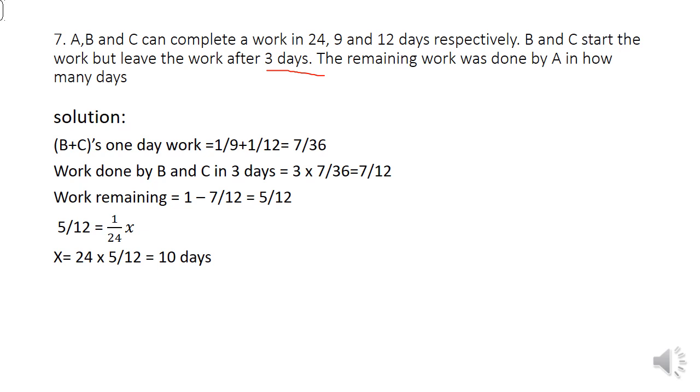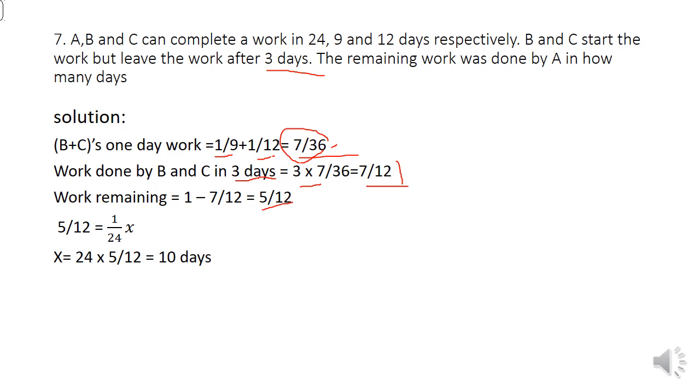So work done by B and C in one day is 1 by 9 plus 1 by 12. So that is become 7 by 36. So they have worked for 3 days. So the work done by them in 3 days is 3 into 7 by 36. This will become 7 by 12. So this 7 by 12 is the work done. So the remaining work is 1 minus 7 by 12. This is equals to 5 by 12. 5 by 12 is the remaining work.